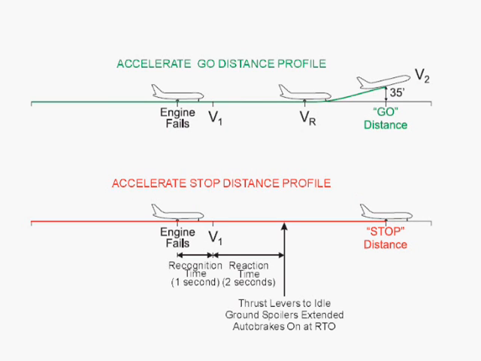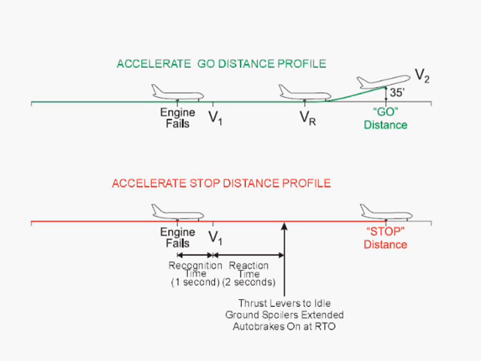In order to compare accelerate go and accelerate stop distances, we must look at the procedures used to measure them. If an engine fails above V1, rudder pressure is applied and held to cancel out the yawing moment as the takeoff roll continues to VR, where rotation to the pitch attitude that will maintain V2 is accomplished. The accelerate go distance is the number of feet from the beginning of the takeoff until reaching 35 feet.